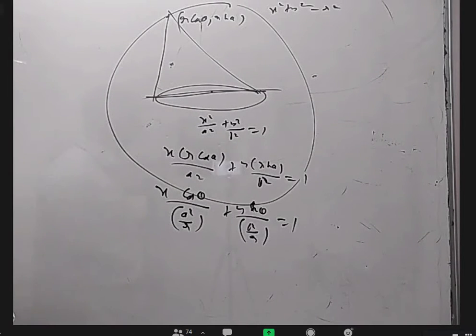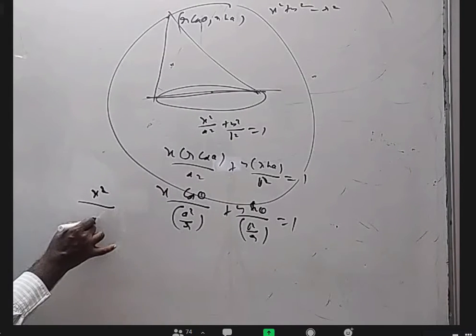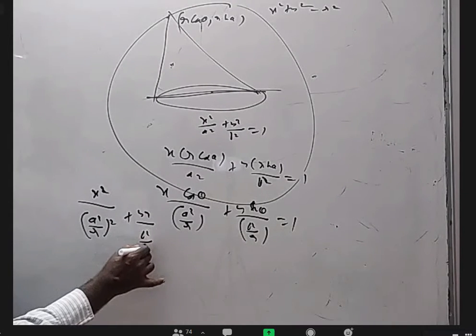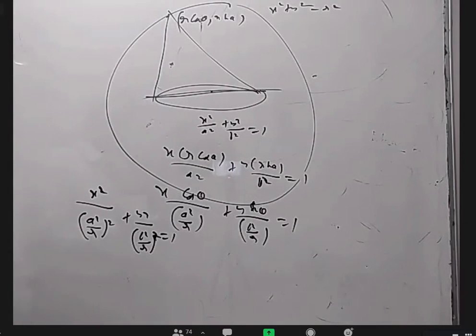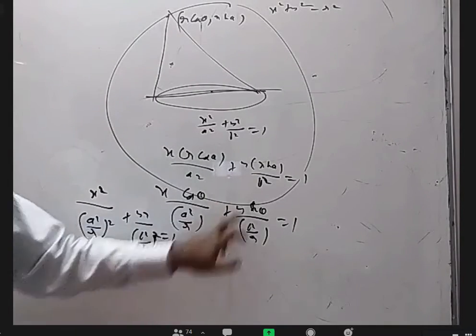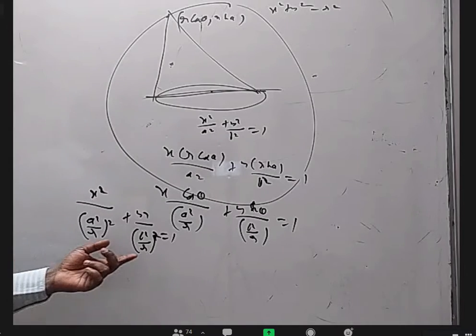Sir, x square by a square plus y square by b square equals 1 by r. x square by the square of this, a square by r whole square, y square by the square of this, b square by r whole square equal to 1. x square by a power 4, because it looks like x cos theta by a, but a is replaced with a square by r. y sin theta by b, b is replaced with b square by r. Yeah. So that is one thing.